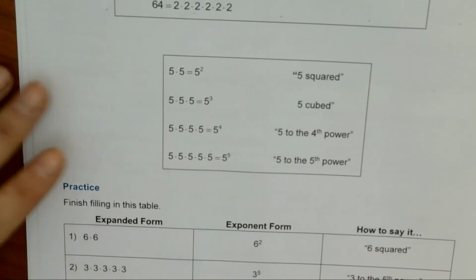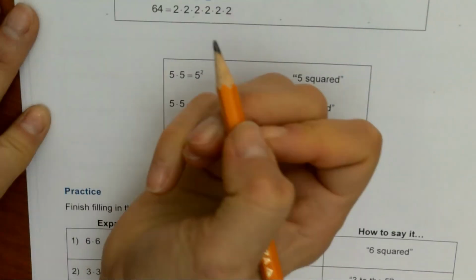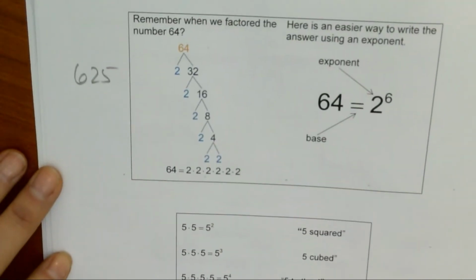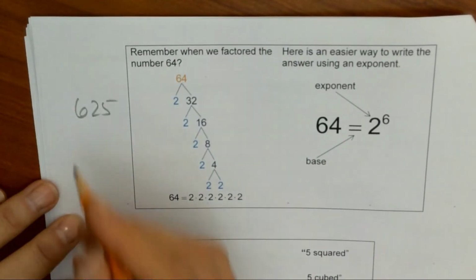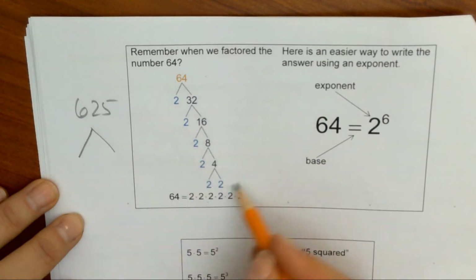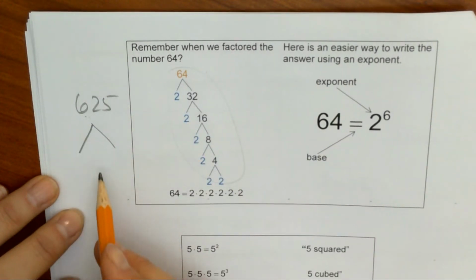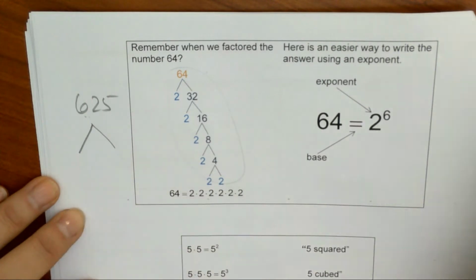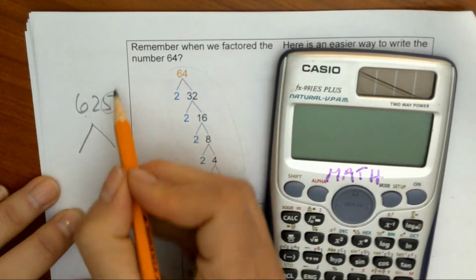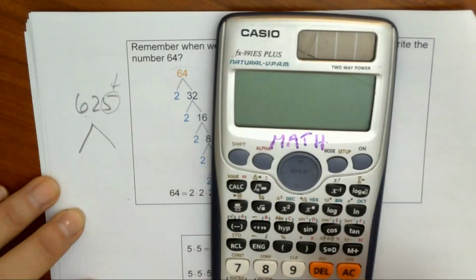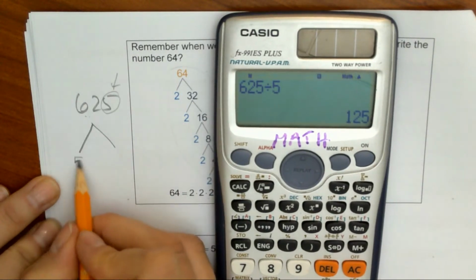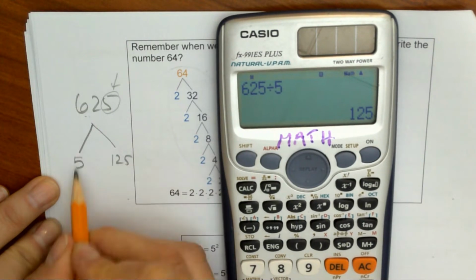So now we're on page 16. I want you to write 625 here. I want you to write it in your book. So write 625. We're going to make a factor tree just like this here. So what times what is 625? I don't know, but I do know it ends in a 5, so that means I can divide by 5. So 625 divided by 5. So that means 5 times 125 is 625.